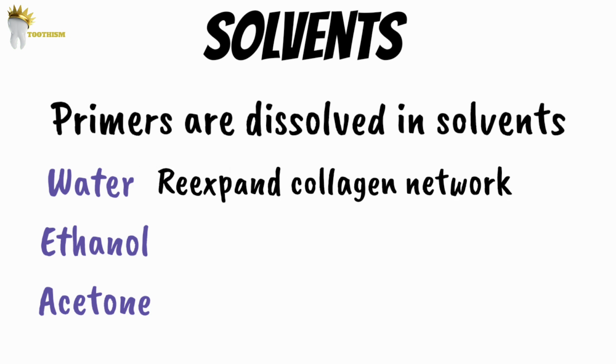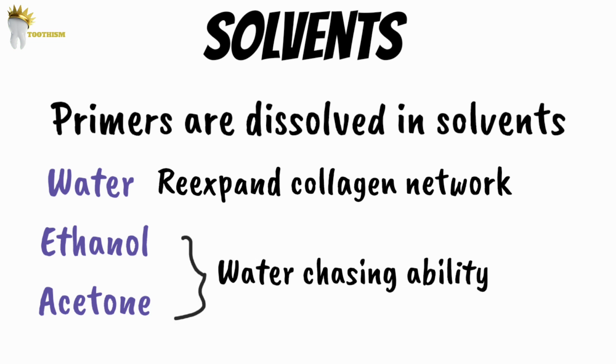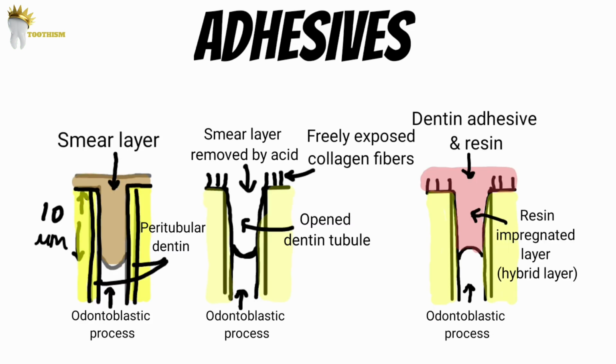Water can re-expand the collapsed collagen network. Ethanol and acetone have water chasing ability which facilitates water removal. So you see, this is how the primers are able to remove water and re-expand the collapsed collagen network. Then there are adhesive resins. For dentin bonding, the primary purpose of adhesives is to fill the interfibrillar space of collagen network. This creates a hybrid layer and resin tags which will provide micromechanical retention after polymerization.